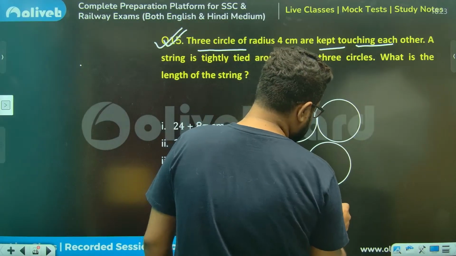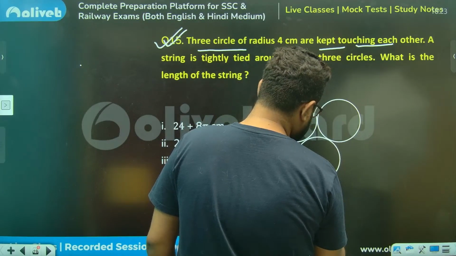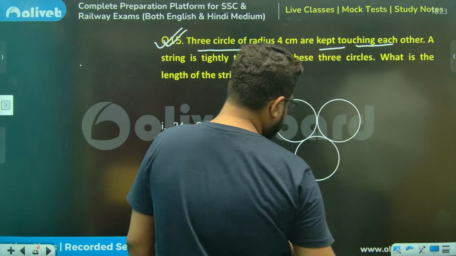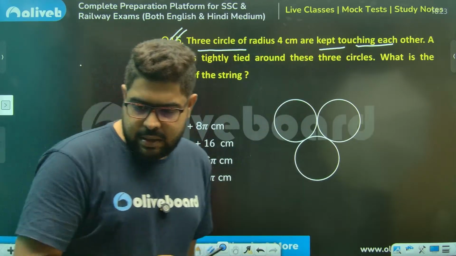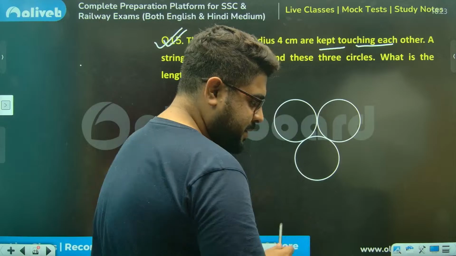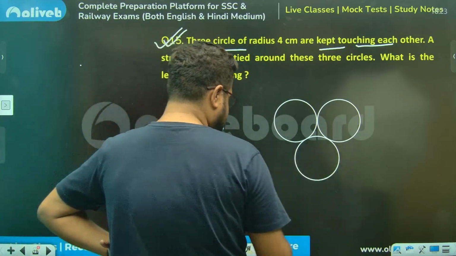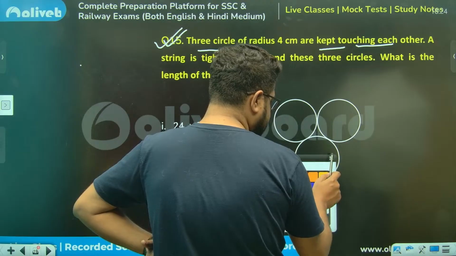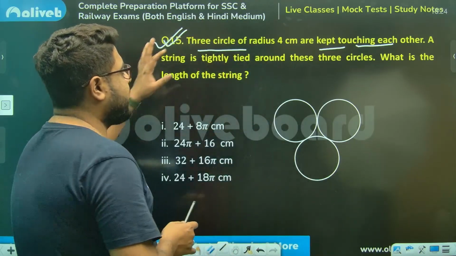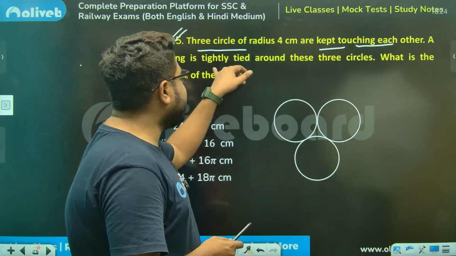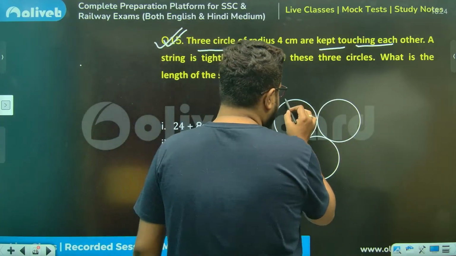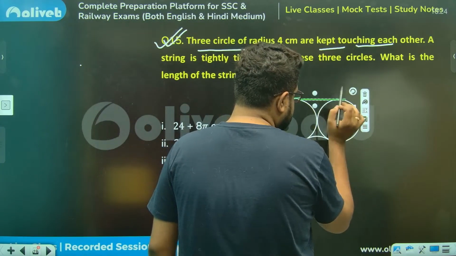Drawing the third circle is a little challenging. Looks okay, right? Yes, looks good. So, 3 circles. Now what are they doing? They are saying that these circles are kept touching each other, and a string is tightly tied around them, like this.